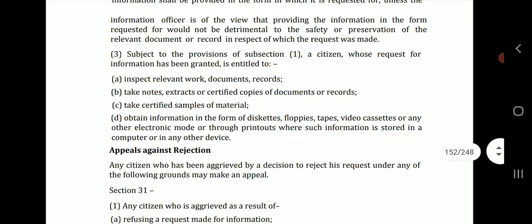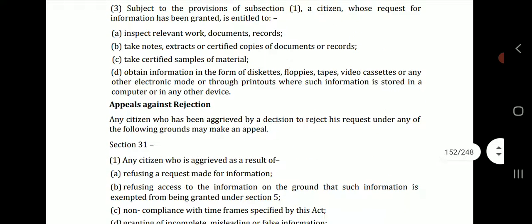A citizen who requests information has a right to inspect relevant documents and records, take notes, take certified copies of documents and records, take certified samples of materials, and obtain information on diskettes, floppies, tapes, video cassettes, or any other electronic modes or through printouts, where such information is stored in a computer. So the person who requests can pay some fee and ask for copies, but they cannot publish it under their own name. They can use it for their own benefit, their own information records, to know it better.